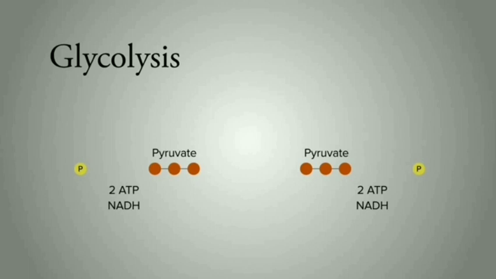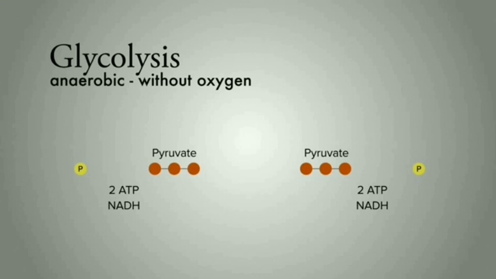Glycolysis, which is the first step of cellular respiration, doesn't require any oxygen, which means it's anaerobic, meaning without oxygen. Glycolysis produces a net increase of 2 ATP and stores 2 electrons in 2 NADH molecules. For further learning about glycolysis, we have to watch this video.